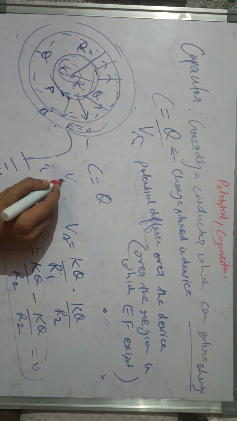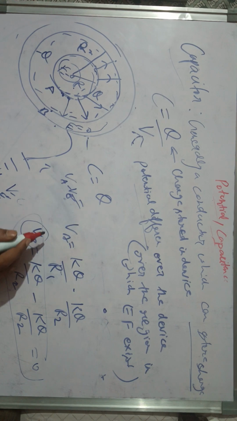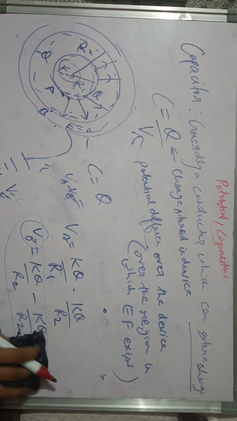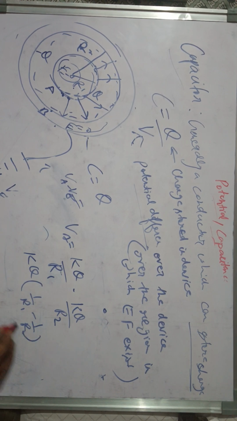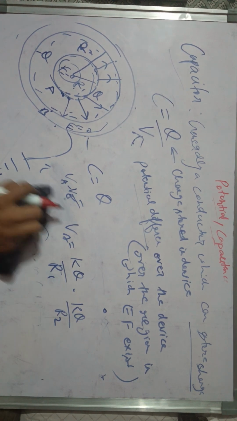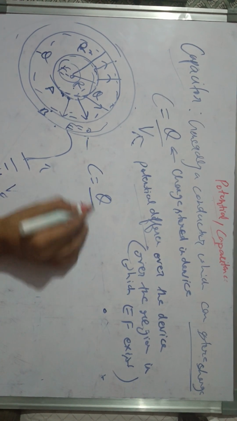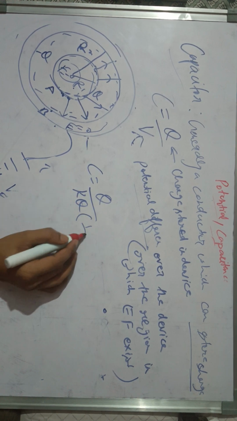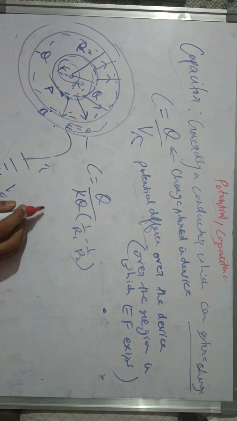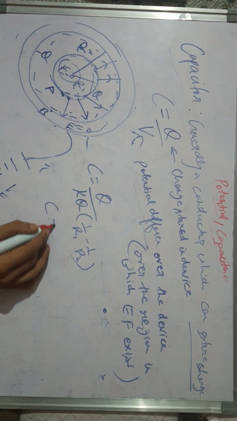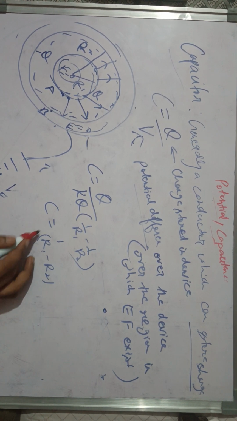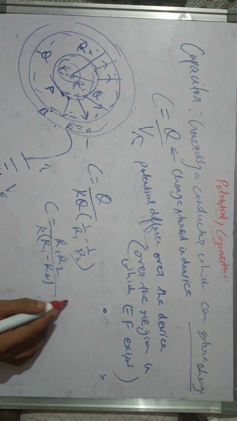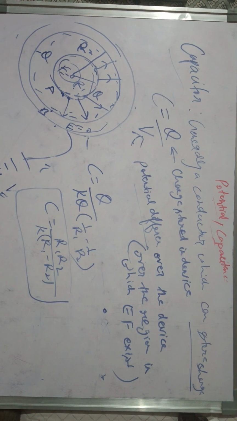So the potential difference VA minus VB is equal to KQ bracket 1 upon R1 minus 1 upon R2. So the potential difference is KQ times (R2 minus R1) upon R1 R2. So the capacitance of this device will become C is equal to, taking the common denominator, R1 R2 over R2 minus R1 times 1 over K. So the capacitance of this device will become this.